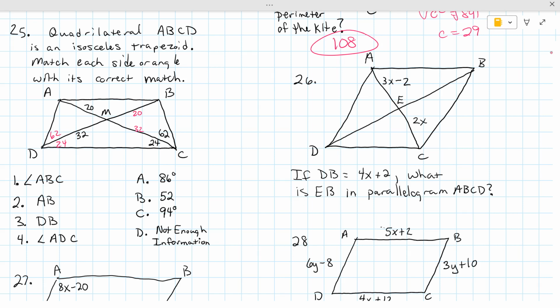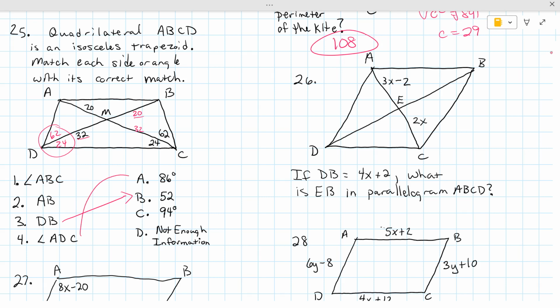DB I can figure out right now. If this is 32 and this is 20, how long is DB? 52, so that goes to there. ADC, I know what this is. Right there, we have 86.